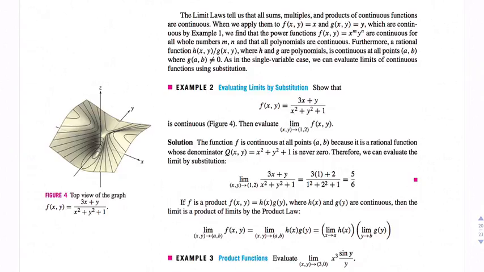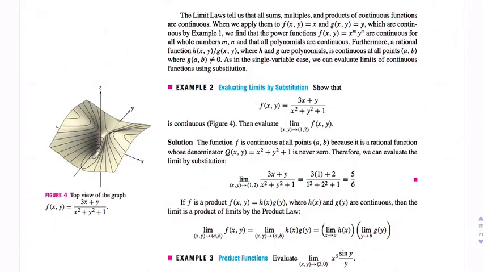A rational function h of x, y over g of x, y, where h and g are polynomials, is continuous at all points a comma b where the function g is not 0. So again, it's like what we said before for rational functions. We just can't have the denominator be 0.